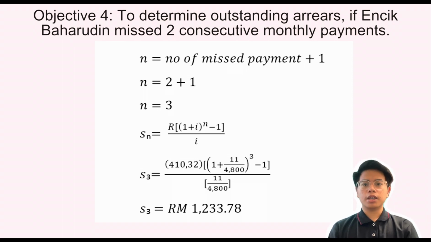The next question is to determine the outstanding arrears if Encik Baharudin missed 2 consecutive monthly payments. N is the number of missed payments, so we need to find N, which is 2 consecutive payments plus 1, and the answer is 3. To find the total outstanding arrears, we are going to use the formula S_N equals R in bracket, another bracket 1 plus I close the bracket to the power of N minus 1, over I. So we put into the formula S_3 equals 410 ringgit 32 cents multiplied with bracket 1 plus 11 over 4,800 to the power of 3 minus 1, divided by 11 over 4,800, and the answer we will get is S_3 equals 1,233 ringgit 78 cents.